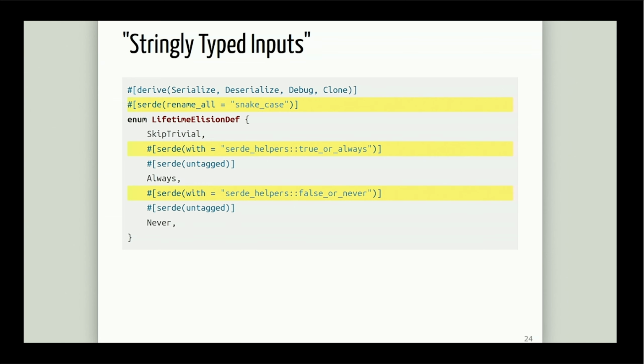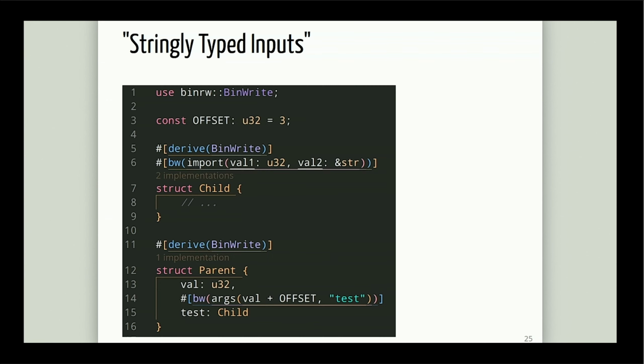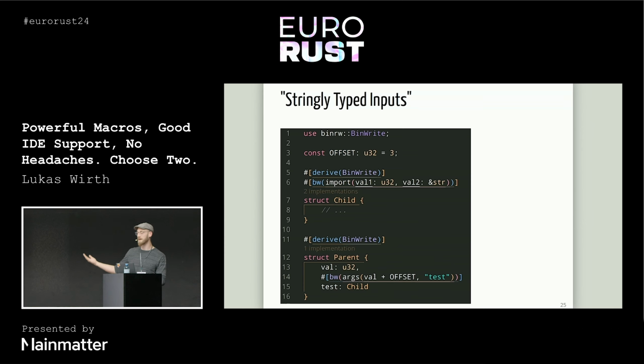Now, the reason 30 does this is because it's kind of old. It predates the time where attributes were even allowed to use any token inputs. And so at this point, it's a bit too late to change. But for newer macros that are being authored, like in RW, for example, I highly recommend using proper token trees as inputs, because then all the IDE features will work.